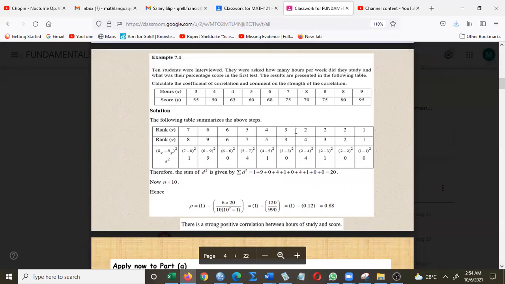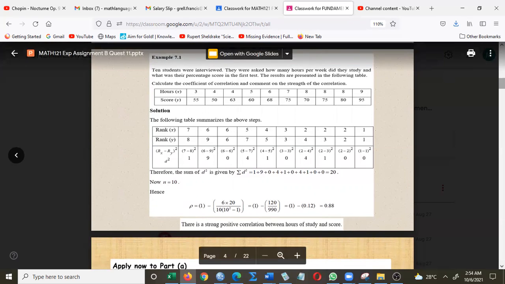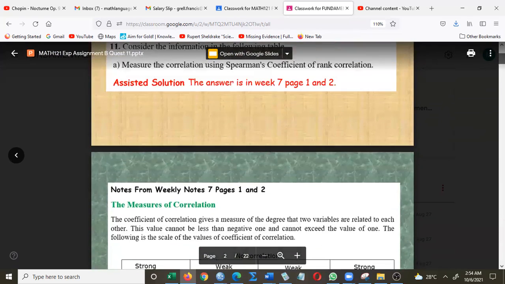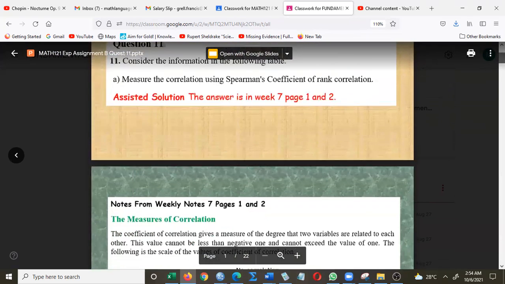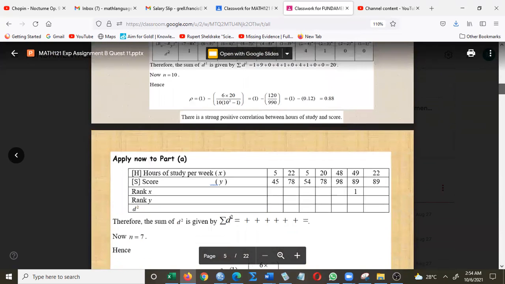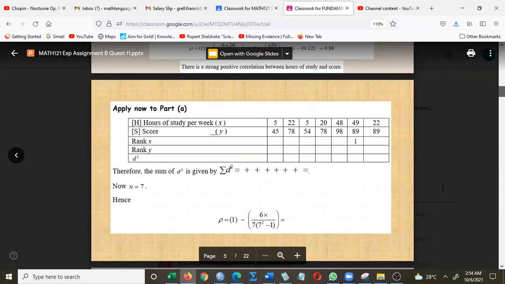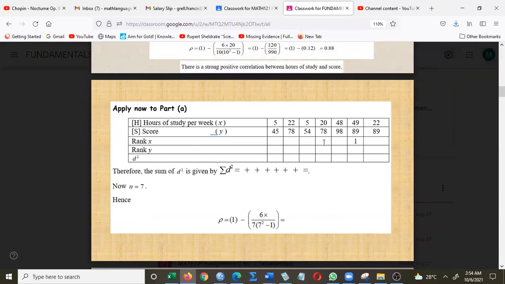So please practice this and then apply it to number 11, part E. Part E is the same hours and score, but the values are different. You have from 5 to 22 hours, and you have 45 to 89. There are two 89s. 98 is the highest, so that one is not supposed to be there. That's an error. 98 is the highest, so that one is supposed to be under 98.